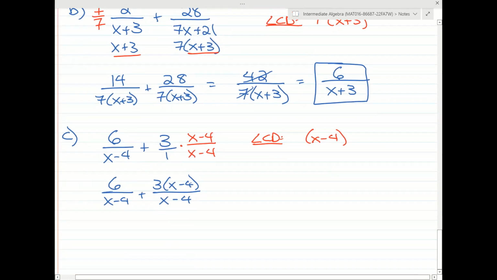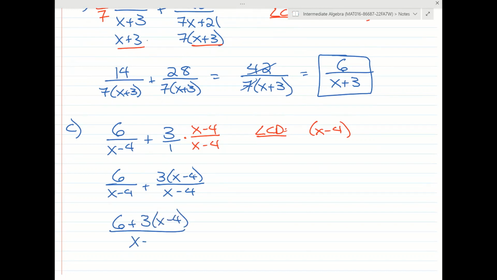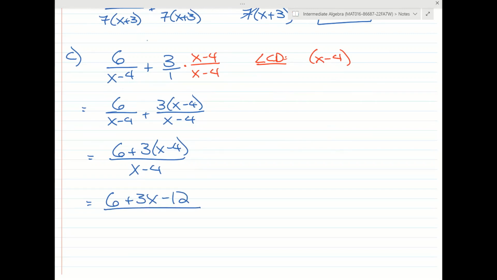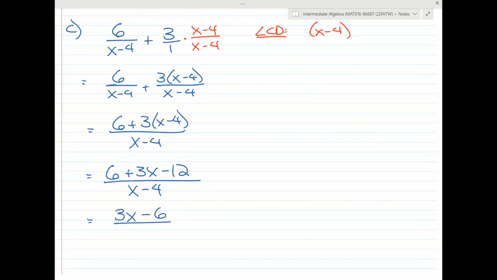We do have the same denominators, so we're just going to write 6 plus 3 times x minus 4 over x minus 4. And then we'll just distribute and combine like terms. So 6 plus 3x minus 12 over x minus 4 is the same thing as 3x minus 6 over x minus 4. That would be the final answer. Even if we factored out a 3 on top, we couldn't cancel it, so that would be our final answer.